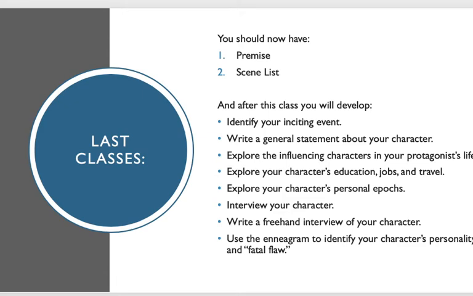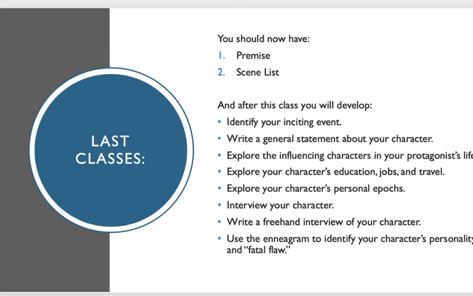So right now you should have your premise and you should have a general scene list. And then after the rest of this class, you should be able to develop an inciting incident. You should be able to write a general statement about your main character and maybe some other characters as well. Explore the influencing characters in your protagonist's life. Explore your character's education, jobs, and travel. Explore your character's personal epics. Interview your character. Write a freehand interview of your character and use the Enneagram to identify your character's personality and fatal flaws.